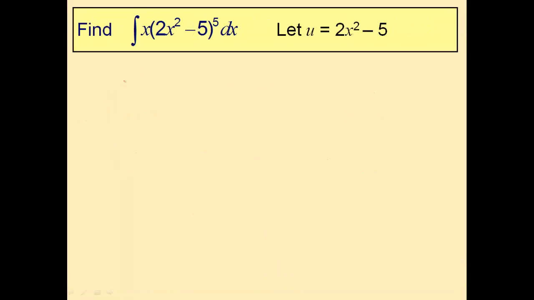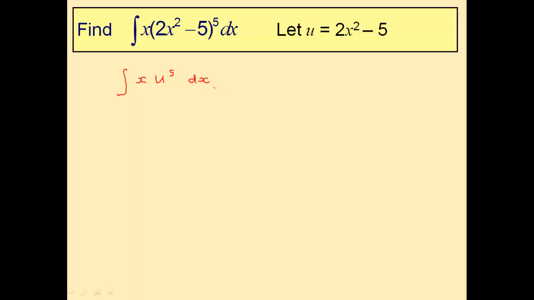Okay, let's try another one. This one looks a bit more complicated. Again, we're given the substitution that we need to use. So we're going to let u be 2x squared minus 5. Again, the part inside the bracket, the inner function if you like. So I'm now going to write out the integral again with our u replacing the bit in brackets. And we've got a slightly bigger problem here.